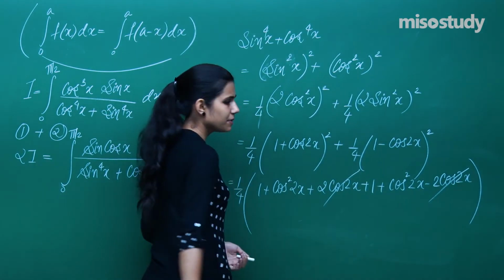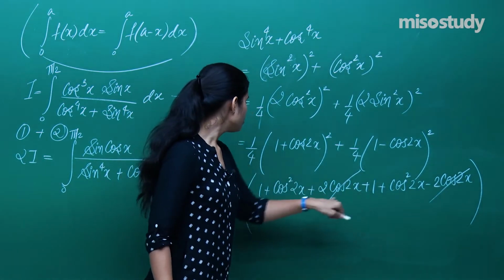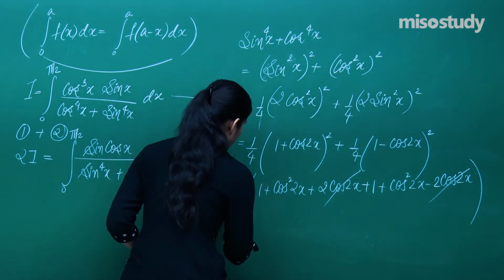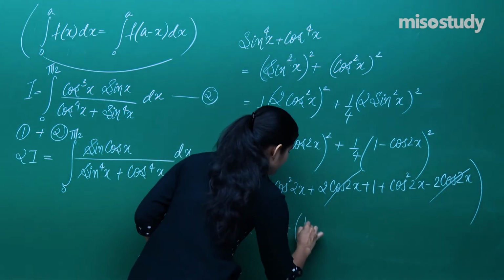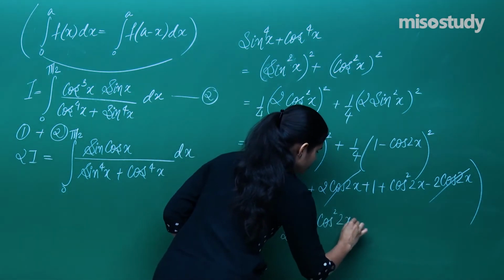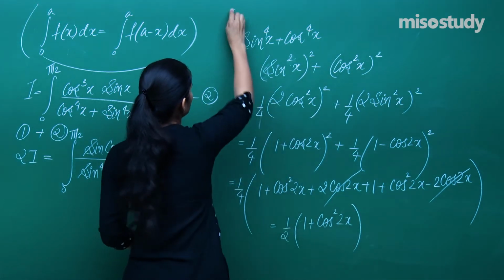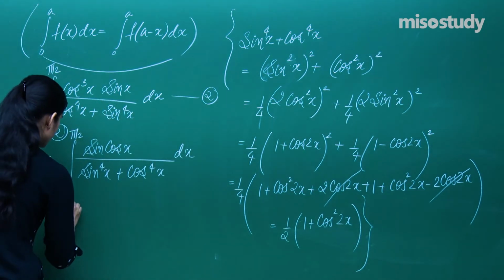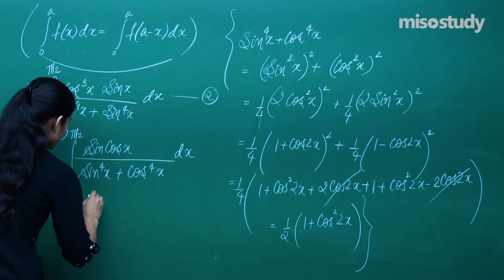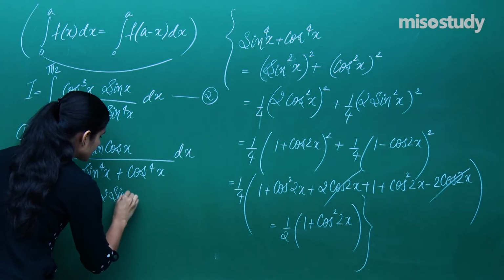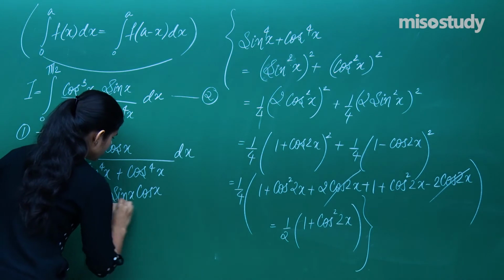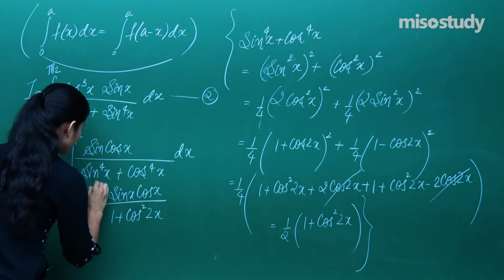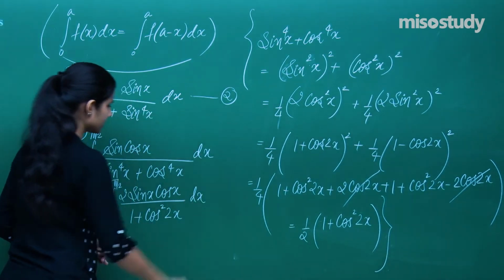So minus 2 cos 2x plus 2 cos 2x cancels. 1 plus 1 is 2. Cos square 2x plus cos square 2x is twice of cos square 2x. So 2 comes out common, cancels out with this. I get 1 by 2 times 1 plus cos square 2x. So the denominator has turned out to be 1 by 2 times 1 plus cos square 2x. So it becomes twice of sin x cos x whole upon 1 plus cos square 2x, integral 0 to pi by 2 dx.